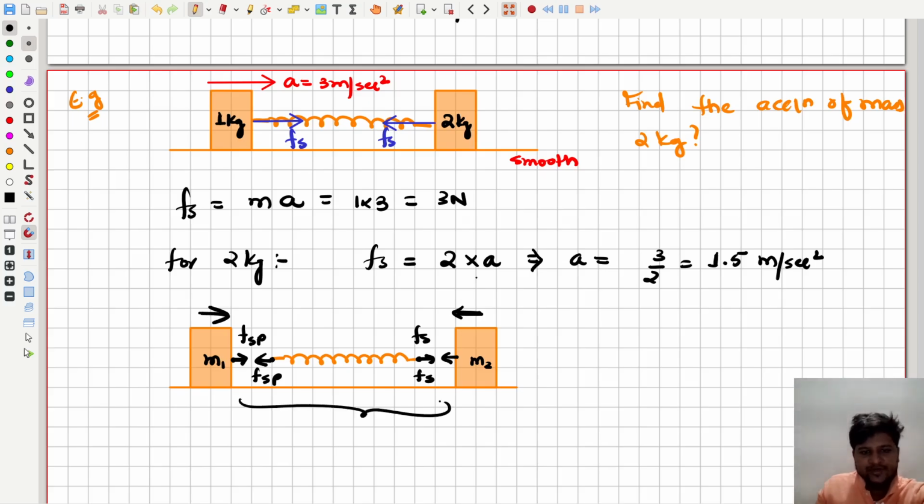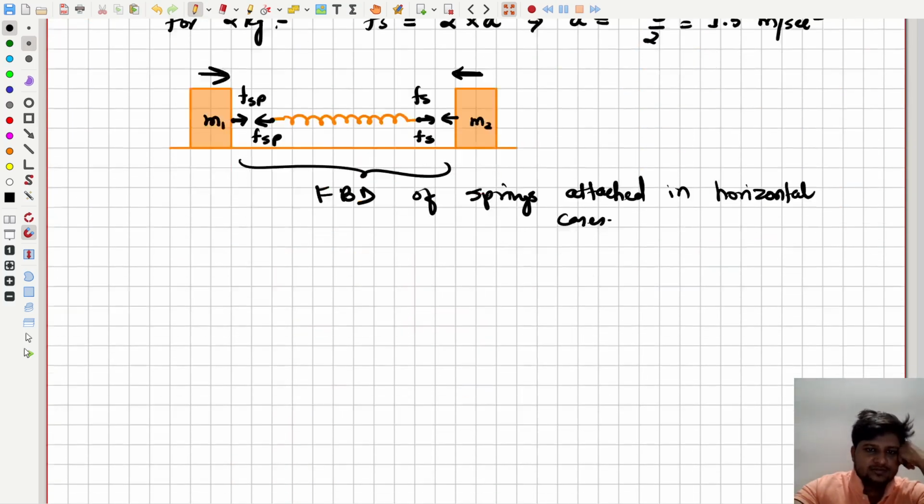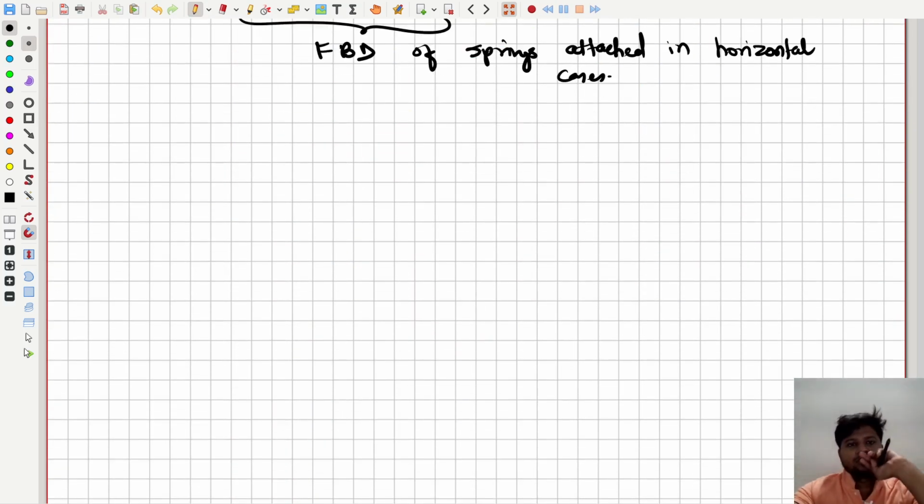This is the real FBD of springs attached in horizontal or vertical cases. Horizontal or vertical cases. Is this clear or not? Are you able to get me, guys? Alright, no one is replying. Is this clear or not?